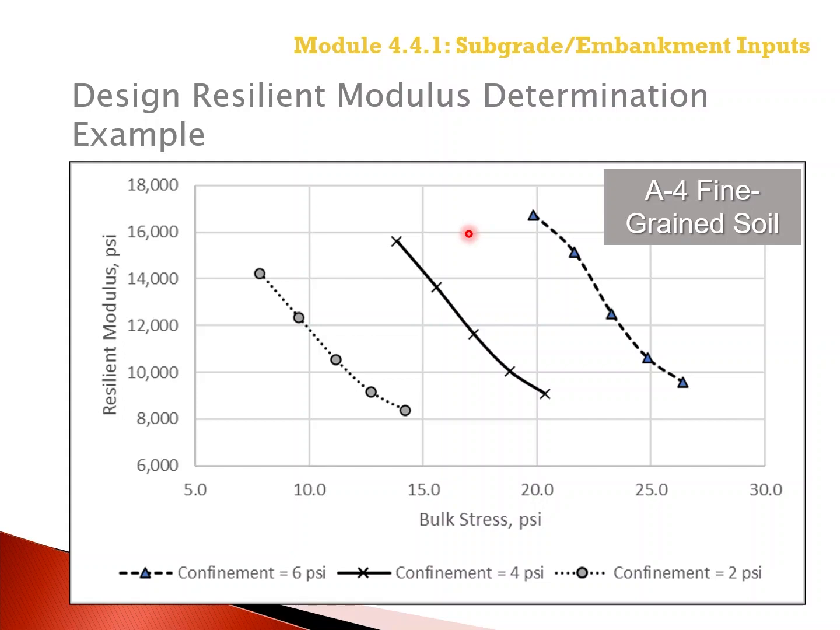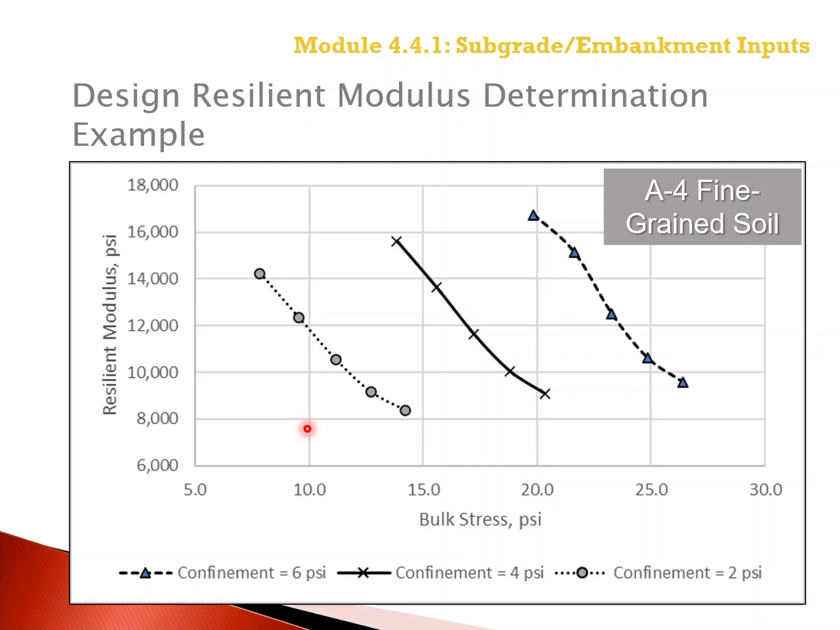And you can see as confinement increases, resilient modulus increases, which should be the case. And this is a fine-grained soil, an A4, so as the bulk stress increases, we typically see a decrease in resilient modulus. That's not always the case, but it's typical.